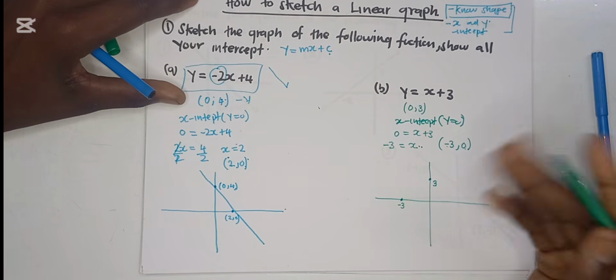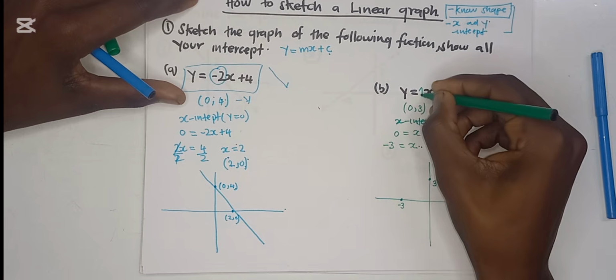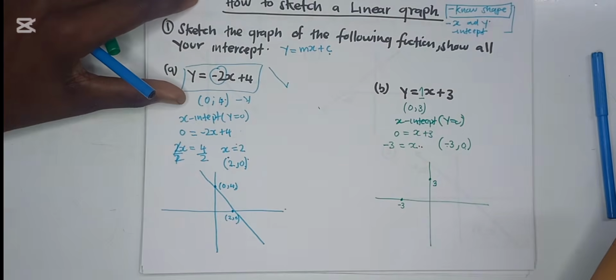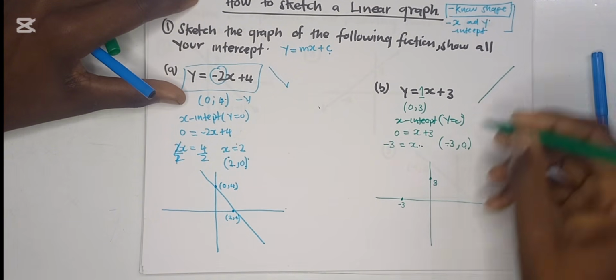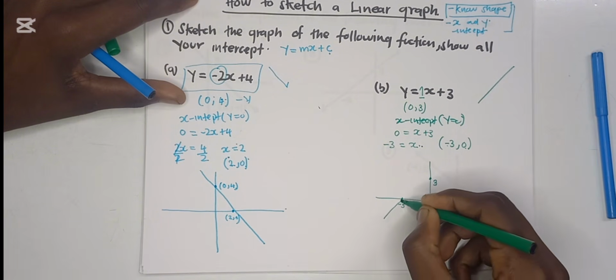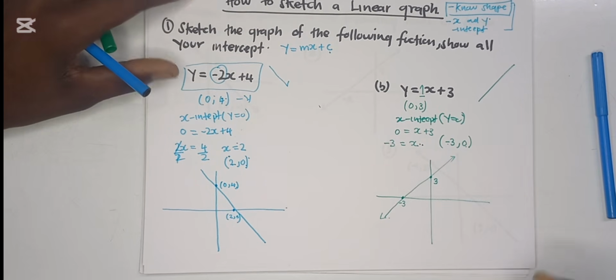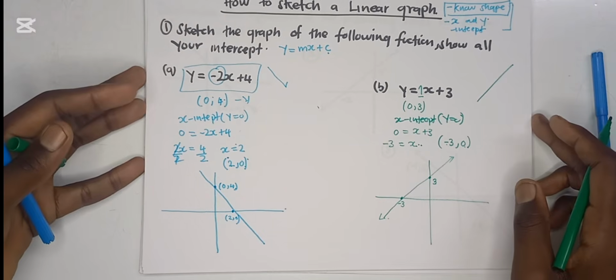Now let's confirm our gradient, where our graph is going to be. The gradient is 1, it is positive. We're not interested in the number, we're interested in the sign. When it is positive, it's always going to be like this. As you can see, we have confirmed that our graph is going to be something like this. So this is how to sketch a linear function, guys.